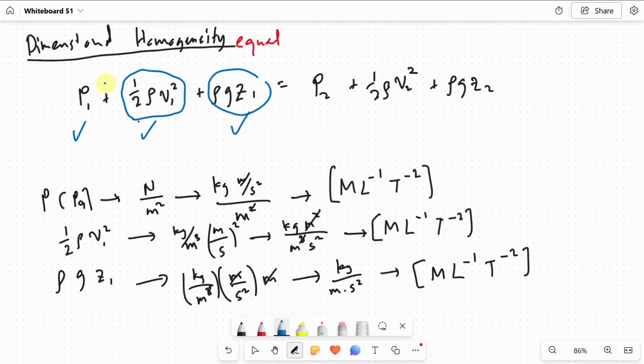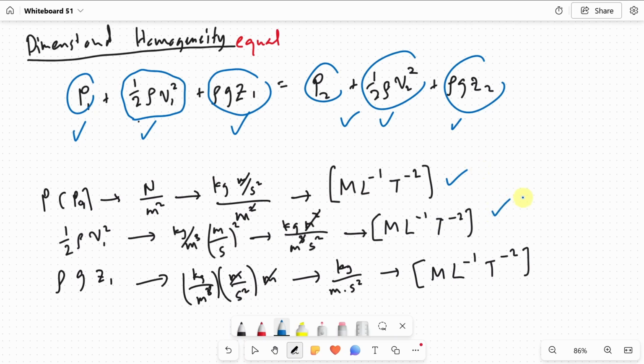So it means that these three terms on the right side are also the same. So each term in this entire equation has the same dimension. So it means that this equation is dimensionally homogeneous. So it has dimensional homogeneity. All right.